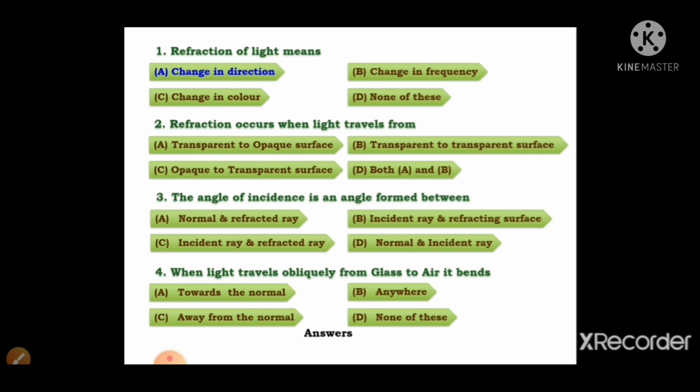Second question is, refraction occurs when light travels from. Refraction कब होता है? Refraction होने के लिए क्या requirement है? Transparent medium की requirement है. Okay, एक light जब transparent medium से दूसरे transparent medium में enter करती है तो refraction होता है. So answer will be what? Transparent to transparent surface. The angle of incidence is an angle formed between.